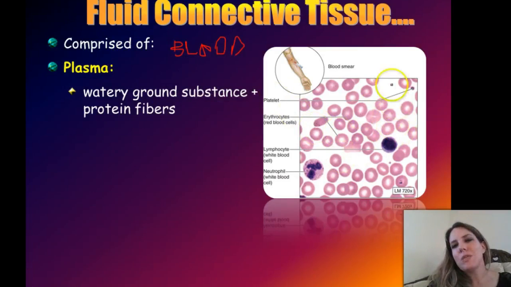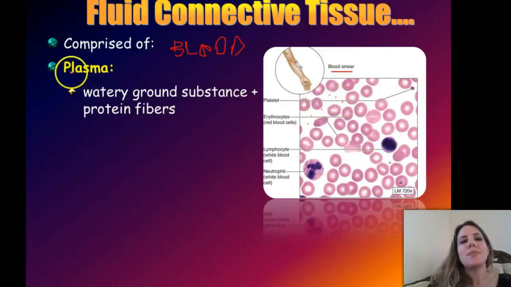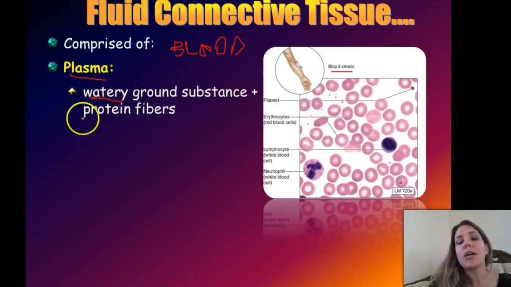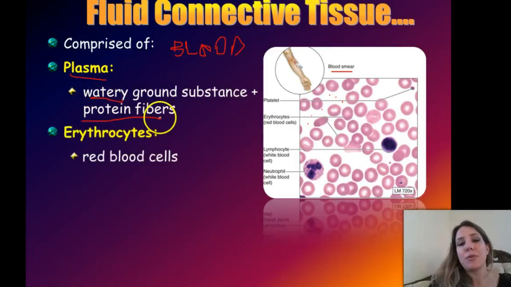But here's a smear of human blood. And you'll see that the ground substance, the ground matrix of blood is something called plasma. It's almost clear, kind of a clear yellow color. It's watery, so lots of water in there, as well as protein fibers. Then you have your red blood cells, which here look pink. But these red blood cells are nice donut shaped if this person's healthy.